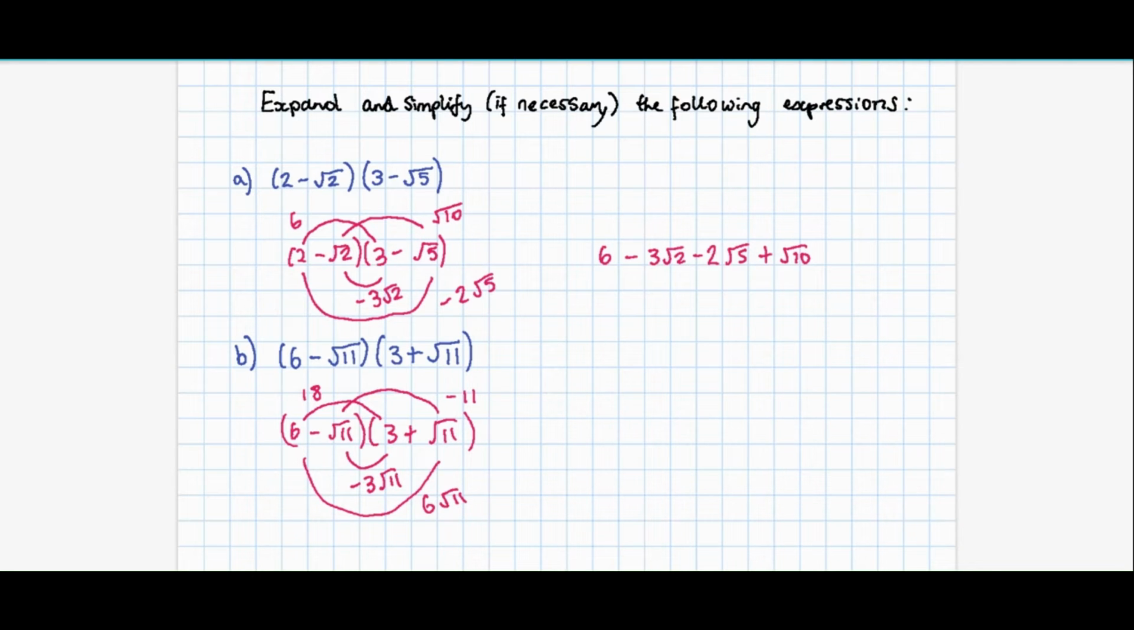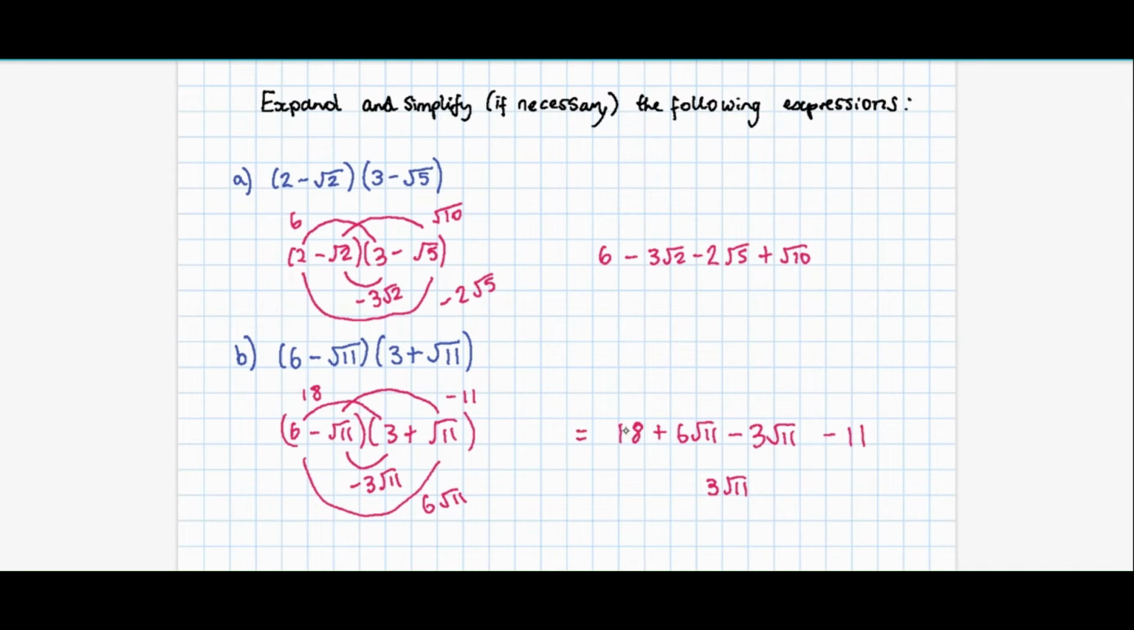Right, and let's add this all together. So we've got this equals 18 plus 6 root 11 minus 3 root 11 minus 11. Right, so let's simplify this middle area here now. So we've got 6 root 11 minus 3 root 11, which is going to be 3 root 11.